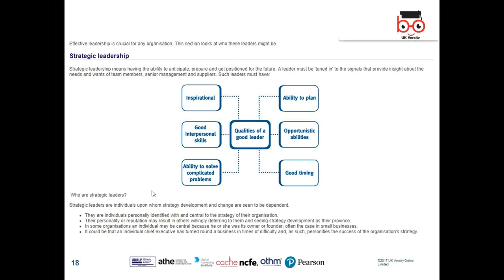So next we look at strategic leadership, which is long term. Leaders are always looking at long-term visions, not short term. They are inspirational, they always have good interpersonal skills, the ability to solve problems, and the ability to plan. They are opportunists: wherever they find opportunity, they are always good timekeepers. So strategic leaders have all these qualities, and they are planning long-term strategies, strategic planning, long-term planning. They look at what will happen to the organization in the long term, not the short term.